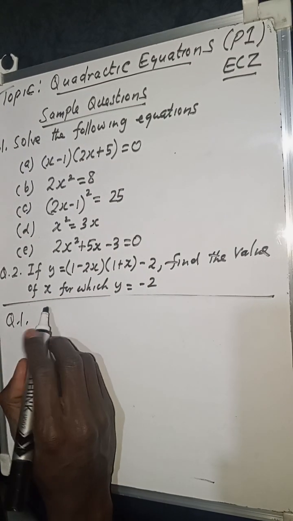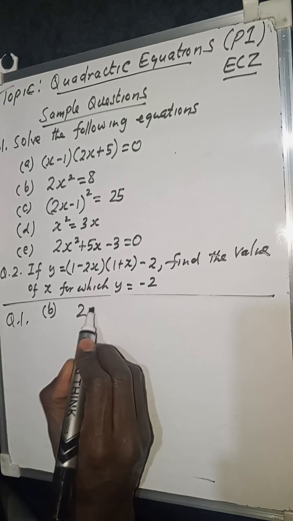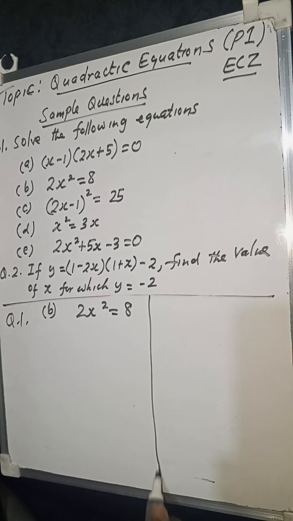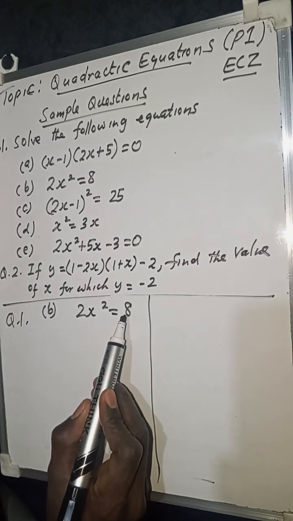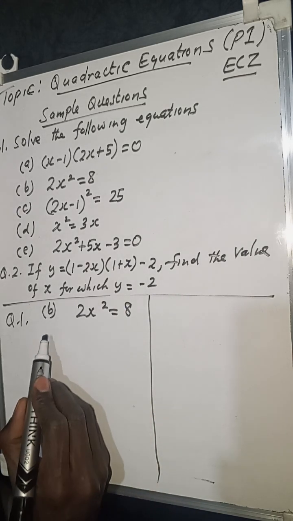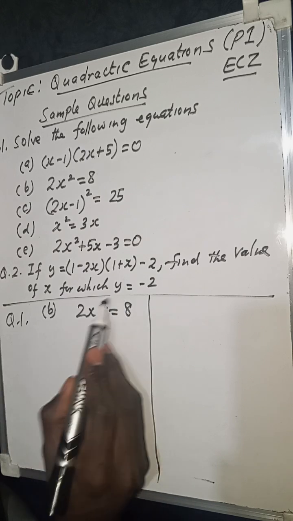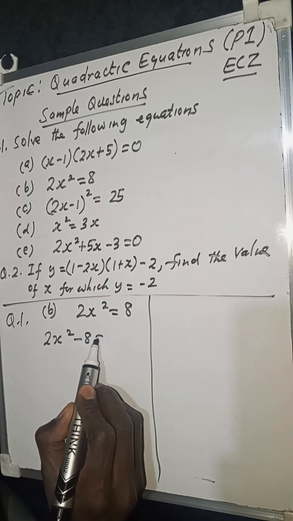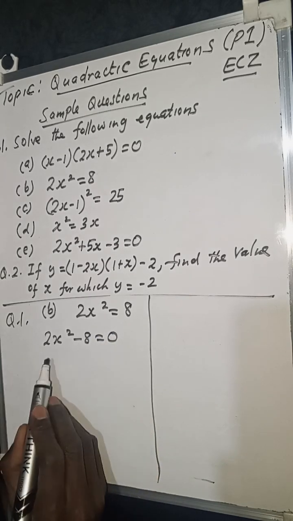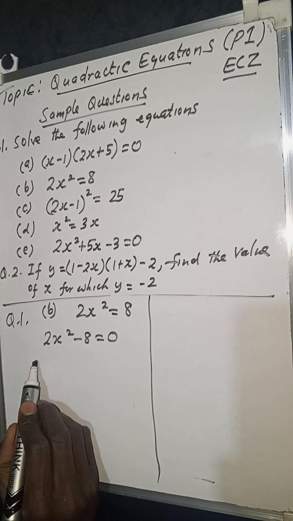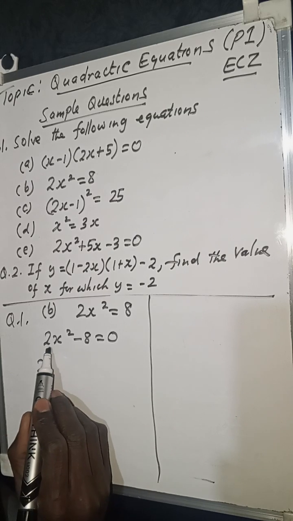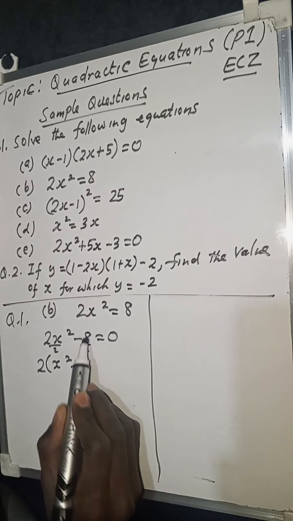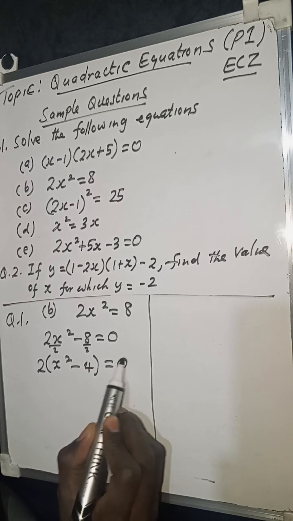The B part says we solve 2x squared is equal to 8. Now, of course, there are two ways that you can go about solving this one. If you want, you can bring it this side so that you don't forget the number. So it will be 2x squared minus 8 is equal to 0. Then you can factorize. Once you factorize, what is common is a 2. If I divide by 2 there, I'll remain with x squared minus 4, which is equal to 0.